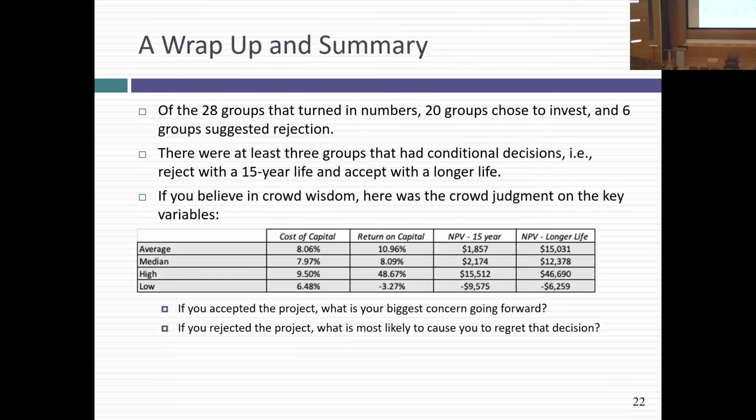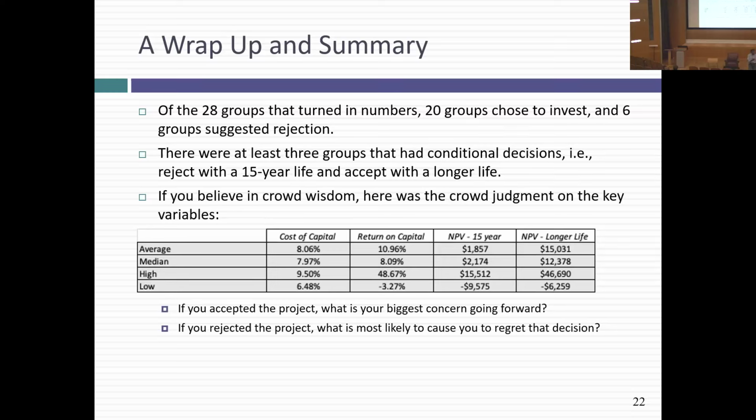Okay. So of the 28 groups, 20 chose to invest, 6 suggested rejection. There were 2 groups that gave a conditional acceptance, which you have to be careful about, right? Because you either accept or not. The conditional acceptance was, the project doesn't look good on a 15-year basis. It looks okay if you have a perpetual life.